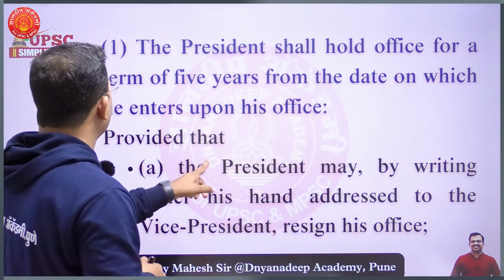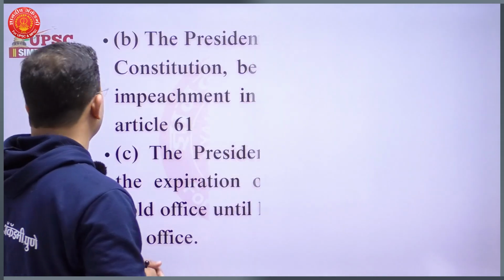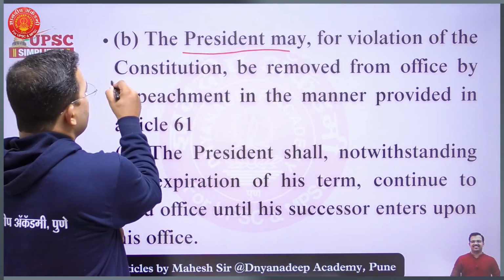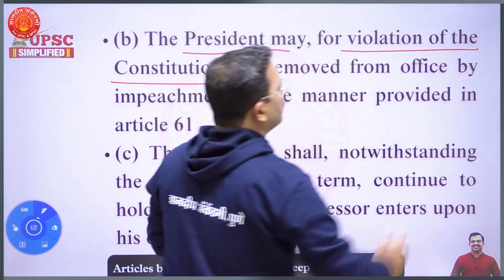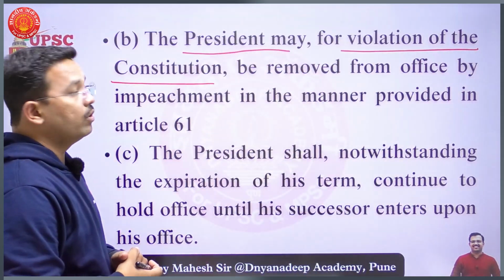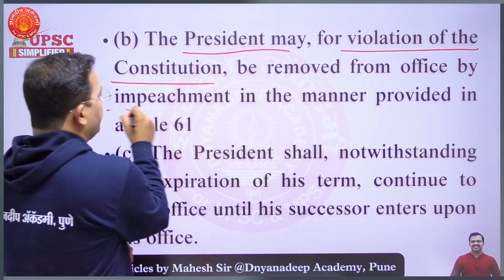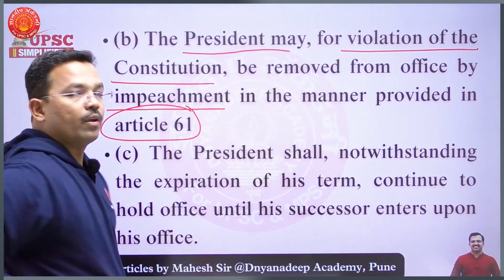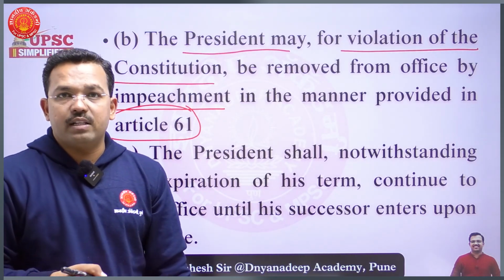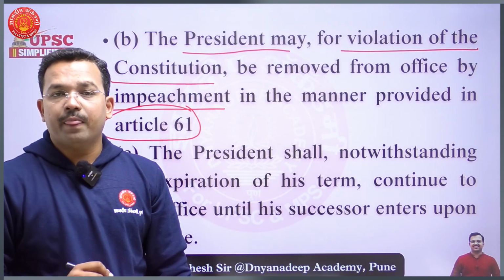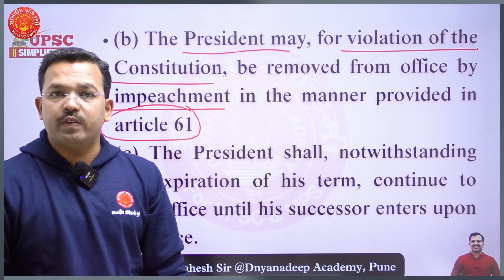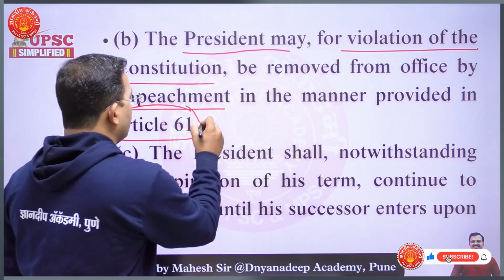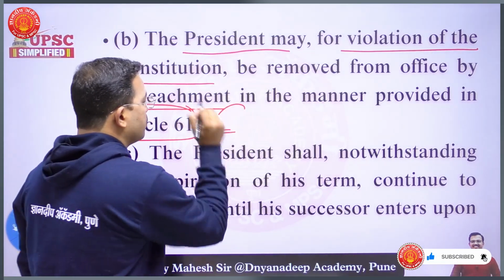What does the second clause say? It says the President may, for violation of the Constitution, remember this term, for violation of the Constitution, be removed from the office by impeachment in the manner provided in Article 61. So first thing, he can give his resignation to the Vice President of India. Second thing, how can we remove the President of India? The process for removal of the President of India is given in Article 61 of the Indian Constitution.